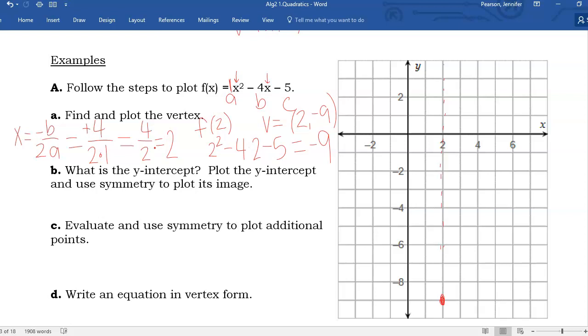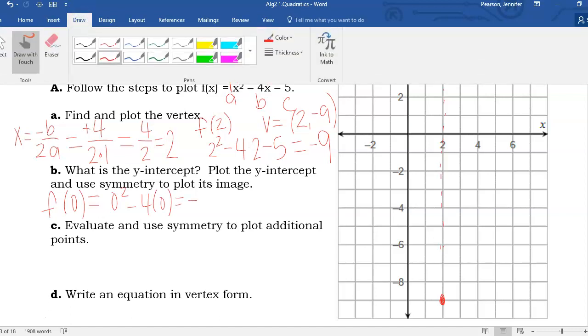So now I want to figure out the y-intercept. To do that, we're going to evaluate the function at 0, which is pretty easy. Remember, our first two terms are going to go to 0, so we're just left with the -5.